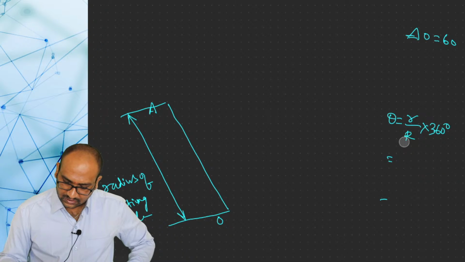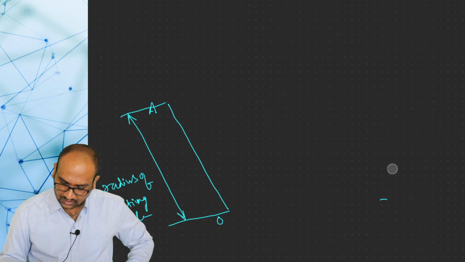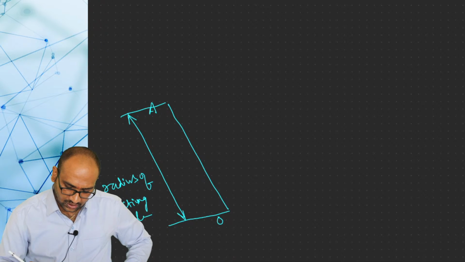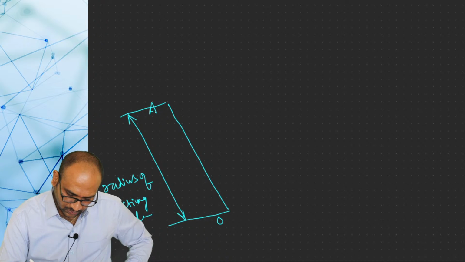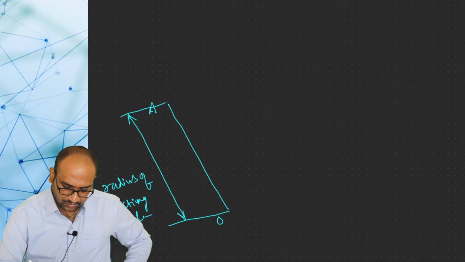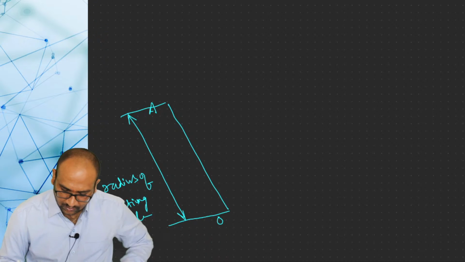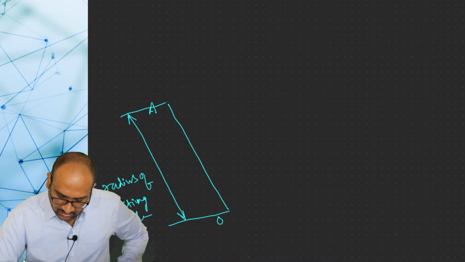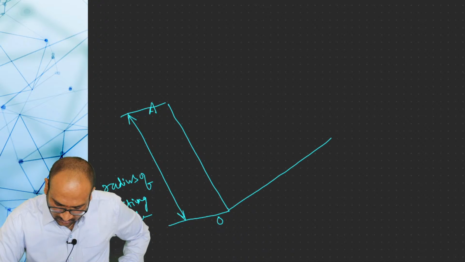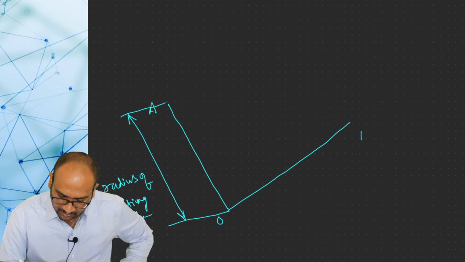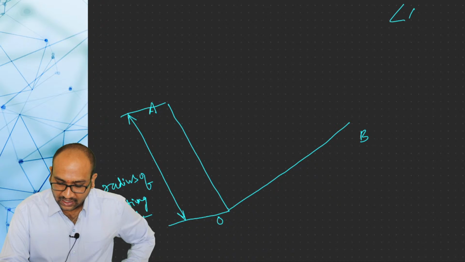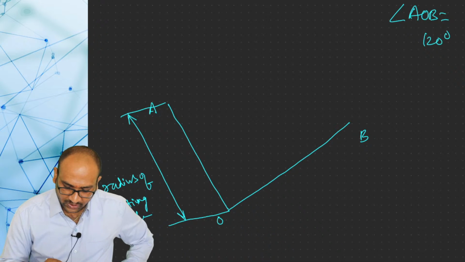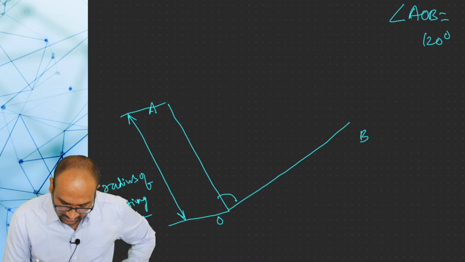Angle is 120 degrees. Now, you draw an inclined line at any convenient angle. Length should be equal to the radius of the circle. Now, name this one as AO. Now, with the help of a protractor, with AO as reference, you draw a 120 degree angle and name this one as B. So angle AOB should be equal to 120 degrees.